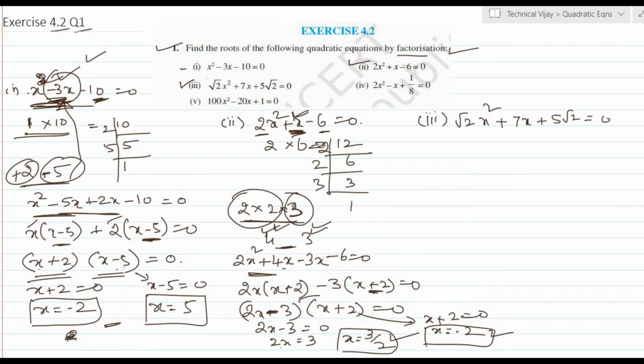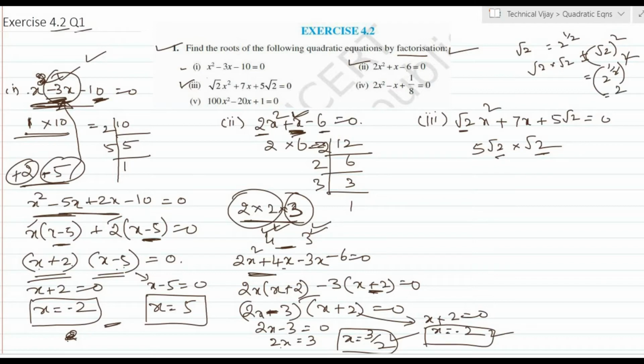Here you see 5 root 2 and root 2 we have to multiply. Root 2 into root 2 is nothing but 2 only, because root 2 can be written as 2 to the power of 1 by 2. So root 2 into root 2 is equal to root 2 whole square. So root 2 whole square can be written as 2 to the power of 1 by 2 whole square. So the powers cancel, it will be 2 only. 5 root 2 into root 2 means 5 into 2, which is equal to 10.